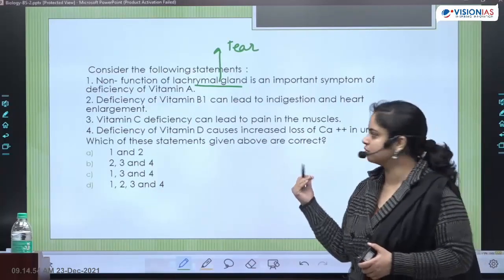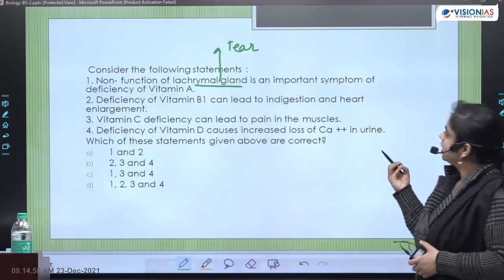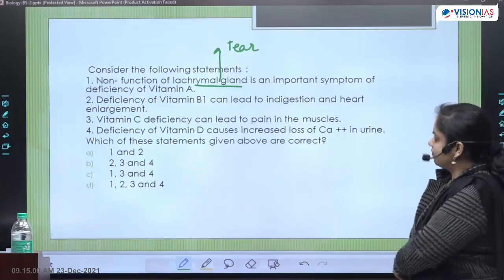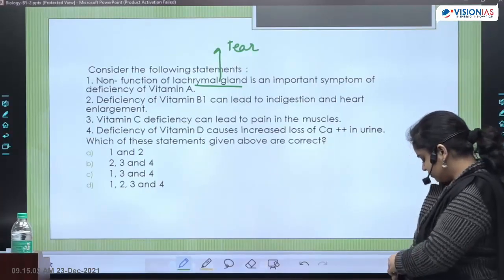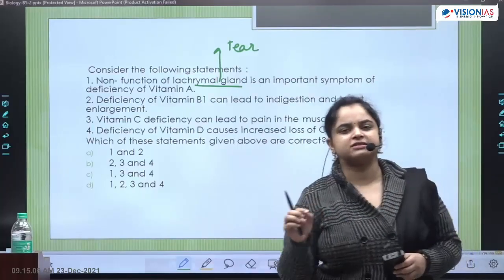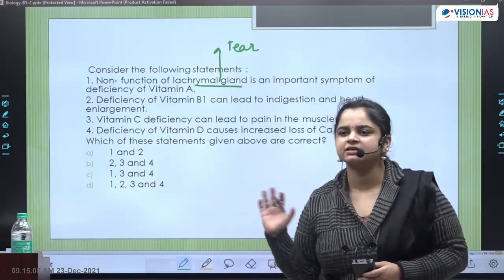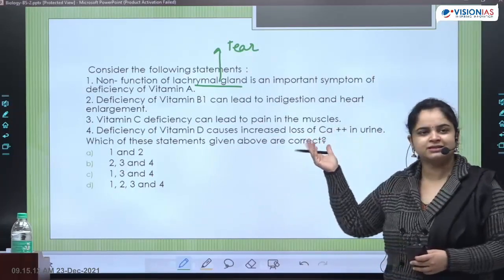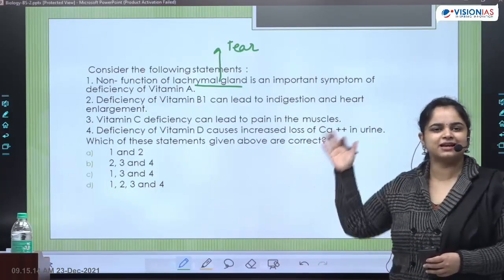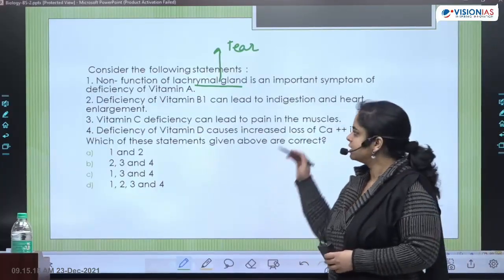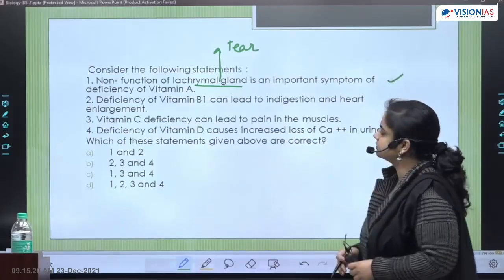If you want, you can note this down also. Their non-function is associated with the deficiency of vitamin A. Okay, so vitamin A, we spoke about two main places of action. One is skin and the other is eyes. So it is very much possible that with its deficiency, the tear glands can become non-functional. Okay, so this is correct.